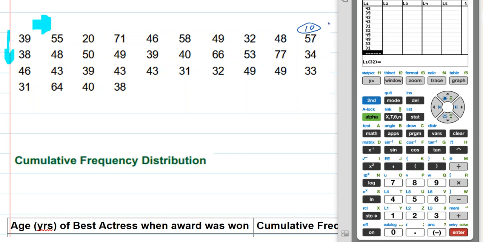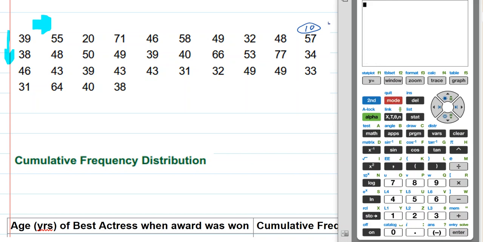31, 64, and 38. So I should have, now that's 10, 20, 30, 34. So I should be on 35. Great. Now, to get on the home screen, I do a second quit. So no matter where you are, second quit is the second key and the mode. Second quit puts you always on the home screen.